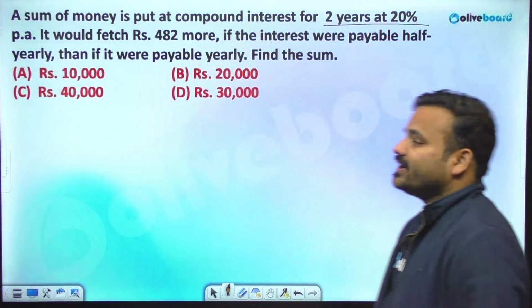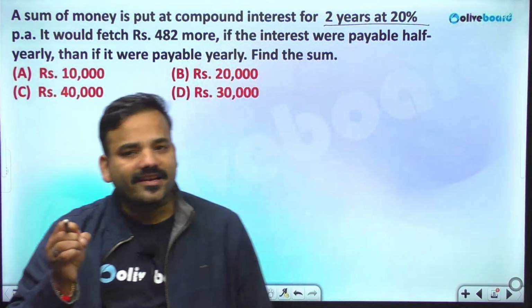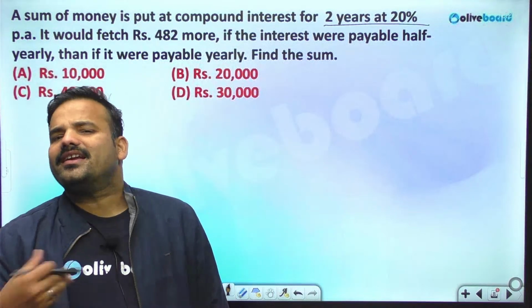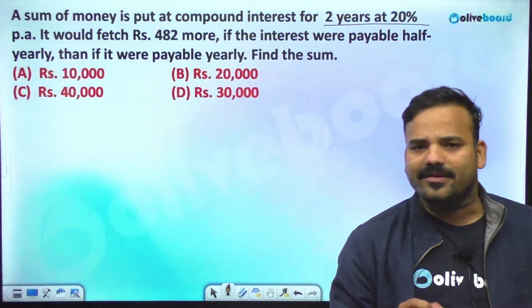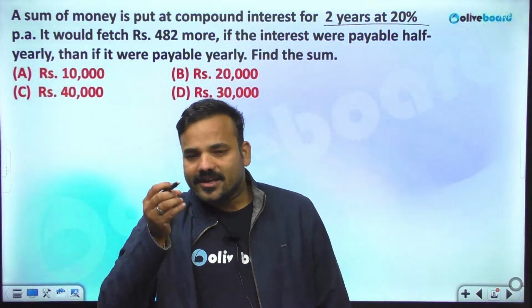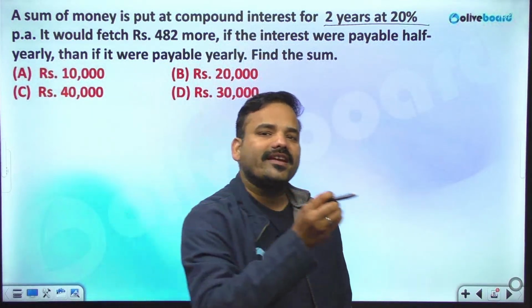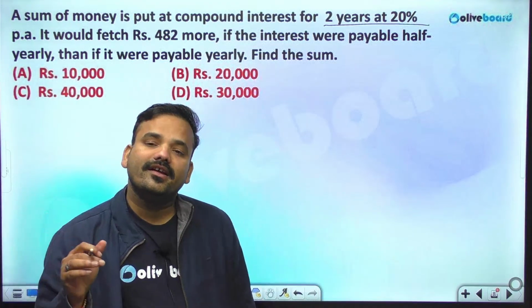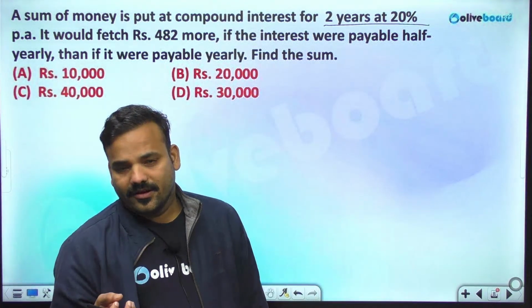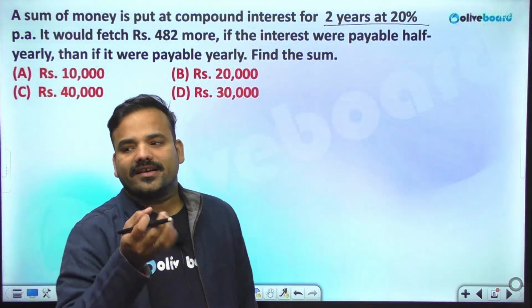देखो भाई, ये ना 2 साल के लिए 20% पर ईयरली दे दिया. कह रहा अगर मैं ईयरली नहीं देता, अगर मैं सेमी एनुअली दे देता तो मुझे पैसा पहले से ज्यादा मिलता. ये तो पता है मुझे, ठीक है. Whenever the rate of interest becomes half yearly from yearly, you will be getting more money because the effective rate of interest will increase.